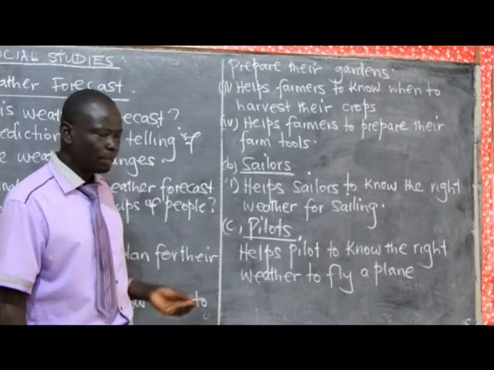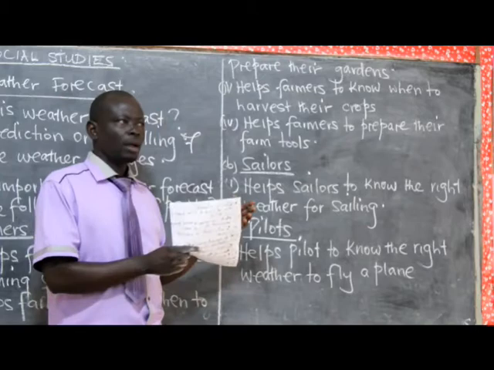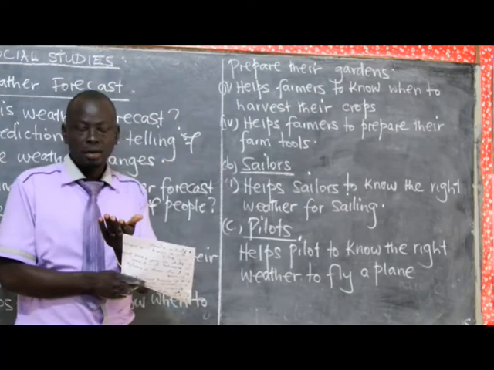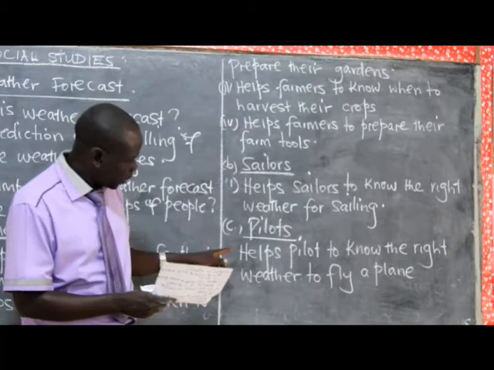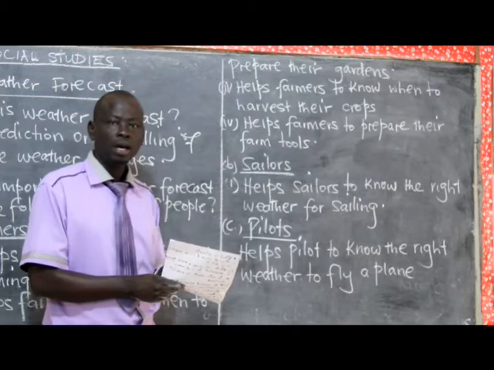Then the pilots. Of course, the pilots have to know the flight weather. Remember, air transport is one of those types of transport which is affected by weather changes. For instance, if it is cloudy or there's a lot of rain, it can distract the pilot. So the pilot is able to tell which is the right weather for him or her to fly the plane. So it is also important.